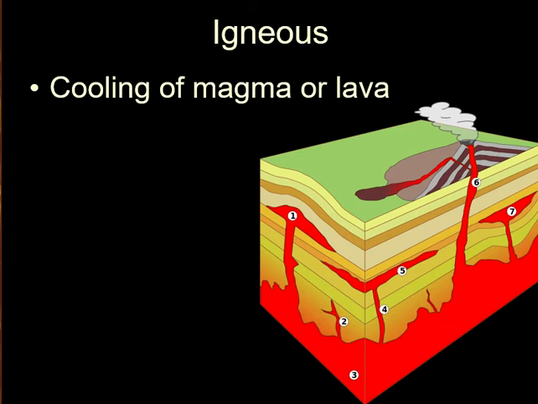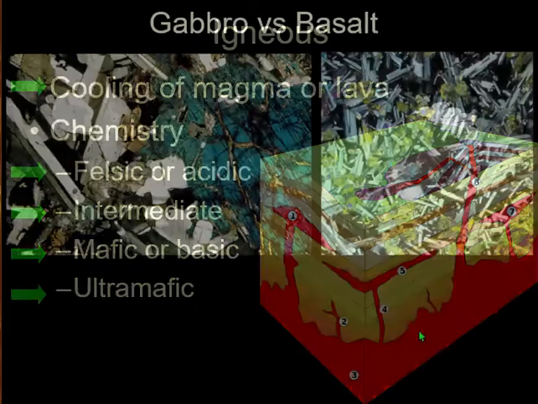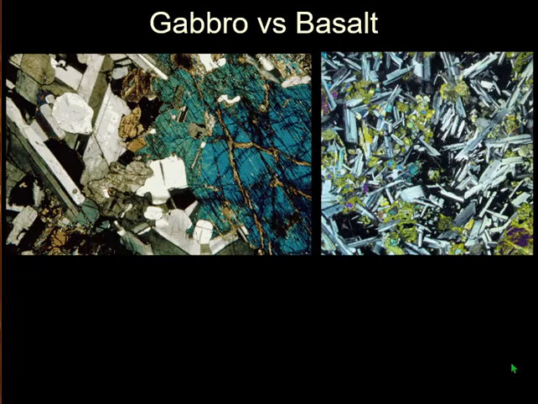So igneous rocks are from cooling of magma or lava. Molten rock from below the Earth's surface has come up and either been placed into the Earth or come up on top of the Earth. And they can be divided by chemistry, for one thing. This includes felsic or acidic, intermediate, mafic or basic, and ultramafic. It can also be divided by where they cooled.